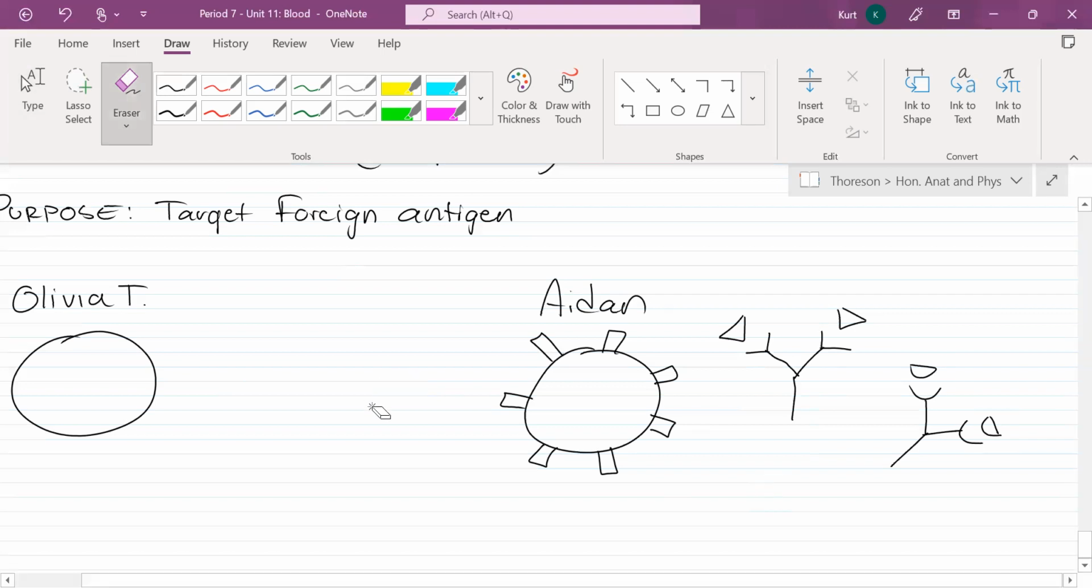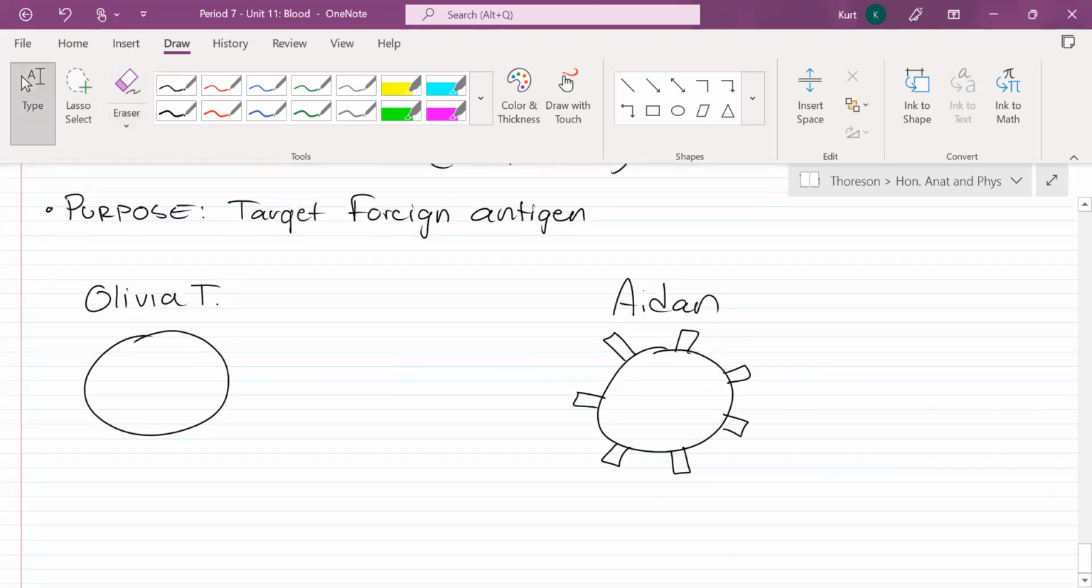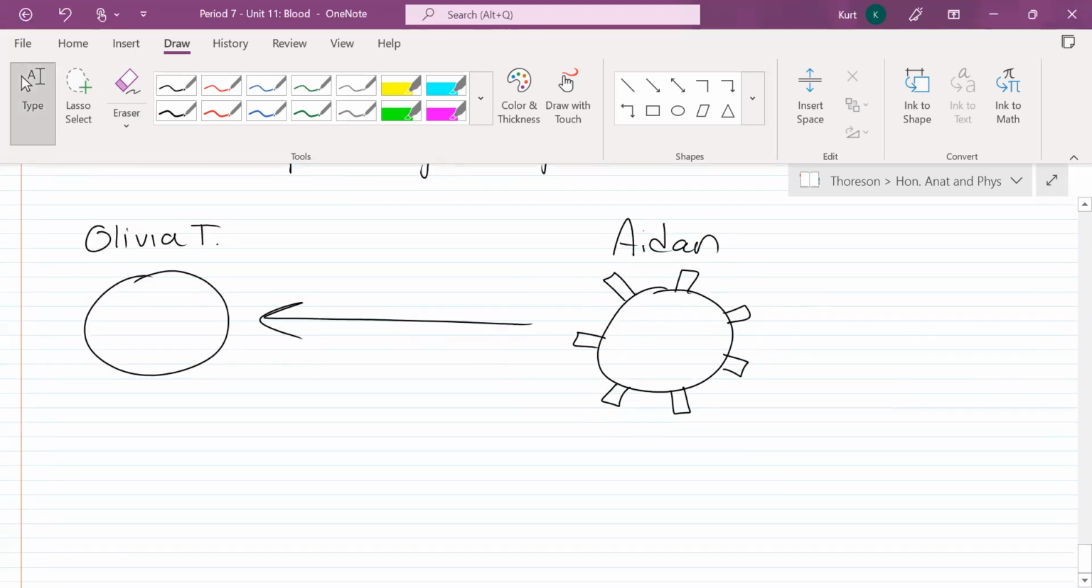On the other hand, let's flip the script here. Let's say Aiden is going to donate to Olivia. Can he? No, because Olivia has no antigens. So what antibodies does Olivia have? She has A antibodies, B antibodies, and Rh antibodies. So what is the only blood type that Olivia can receive? She can only receive O negative.